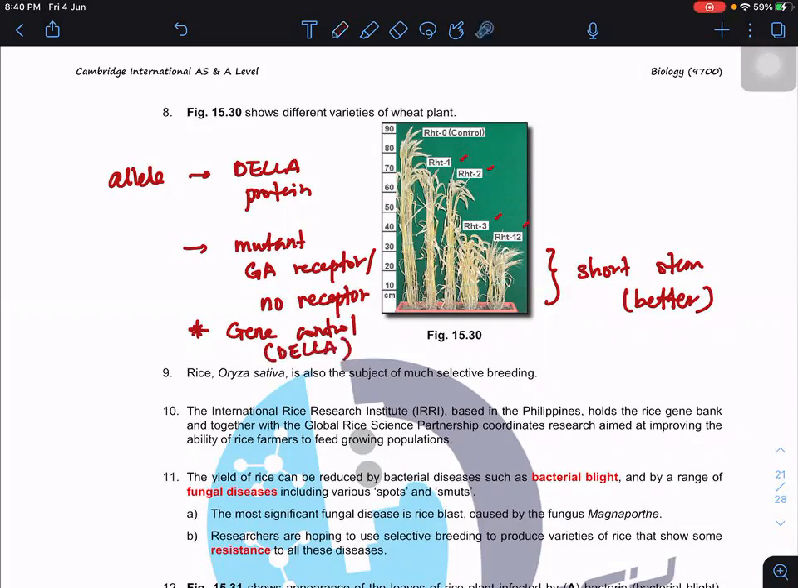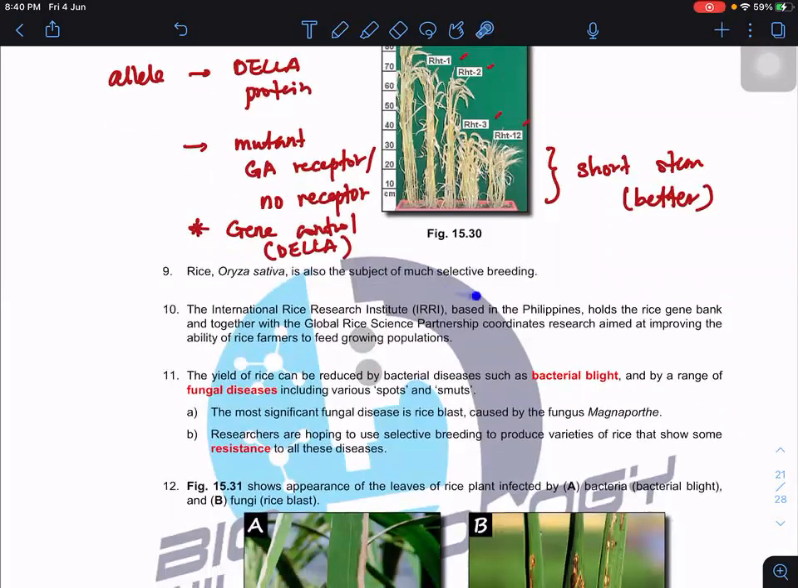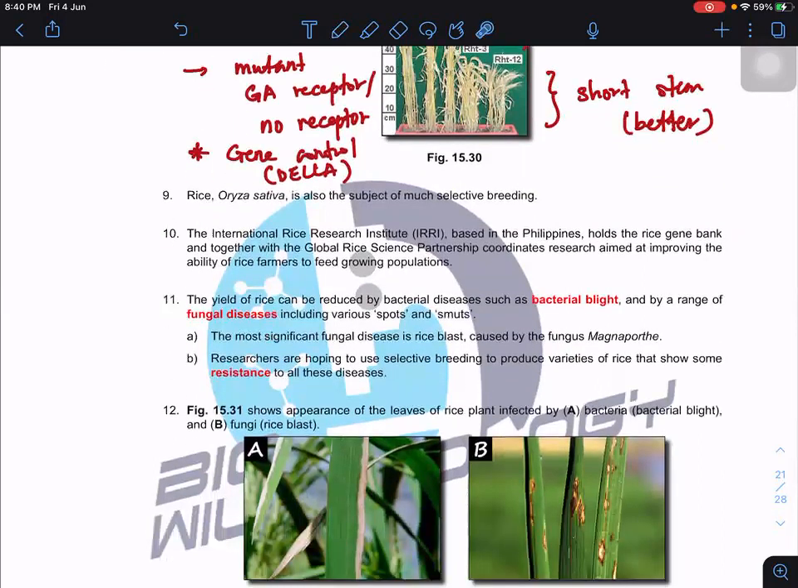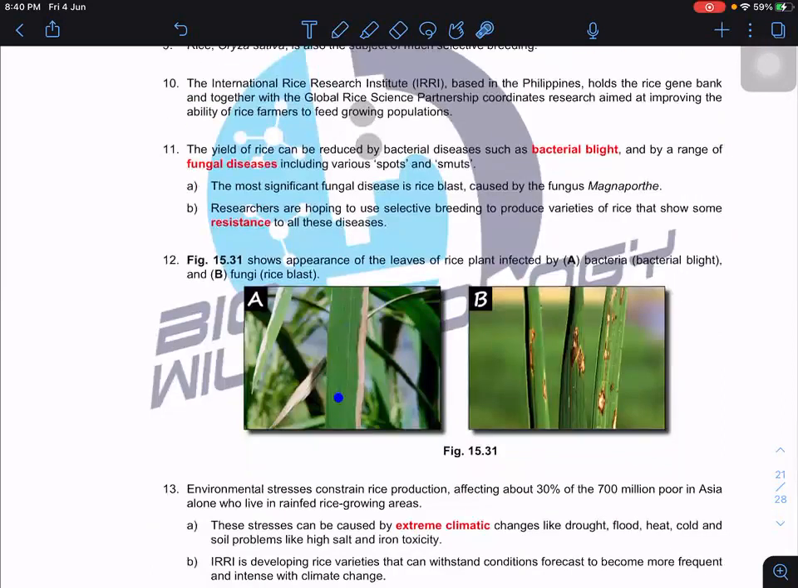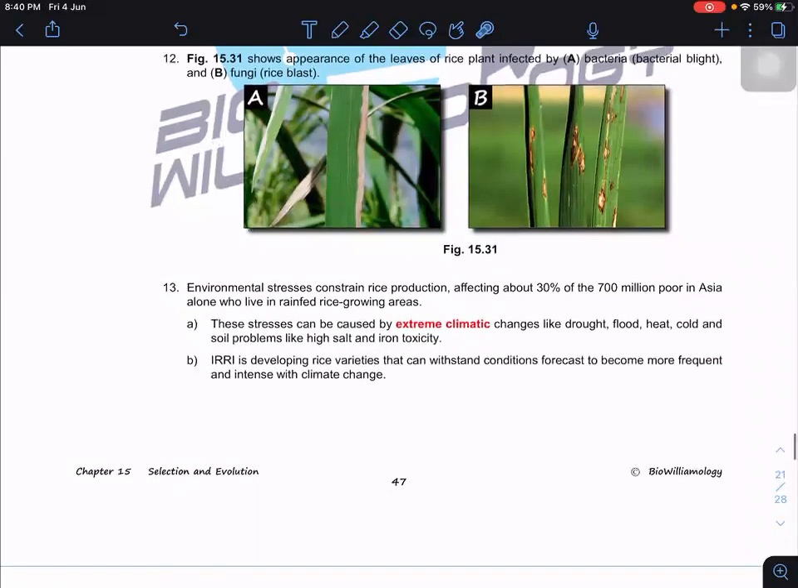Okay. Here. So for rice also, we are subject to much selective breeding because we want them to be resistant to bacterial blight and also fungal disease. Okay, so again, we're going to introduce an allele so that they can be resistant to the disease. And also nowadays we want plants that can tolerate extreme climate change. Right? For example, drought, very dry conditions. Then we hope that our crop plant will still be able to continue to survive.